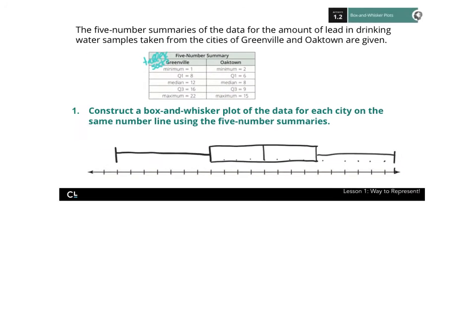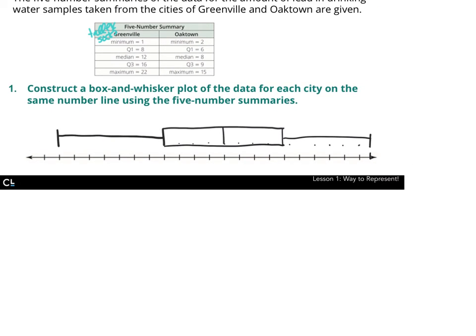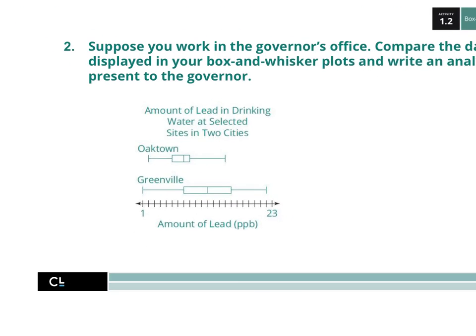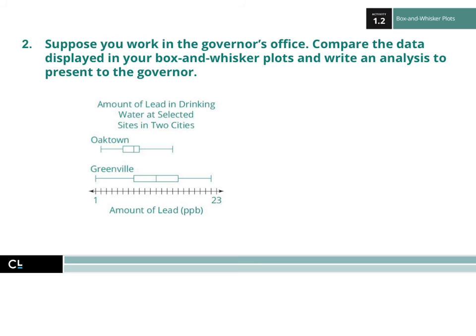Okay? Now, on a box and whisker, each section, so look up here real quick, each of these is 25% of the data. Okay? So the smaller the section, that means the more sites or whatever that were in that range. Because if it's spread out more, there's less there. All right. So it says, suppose you work in the governor's office. So you're comparing the 2 cities.